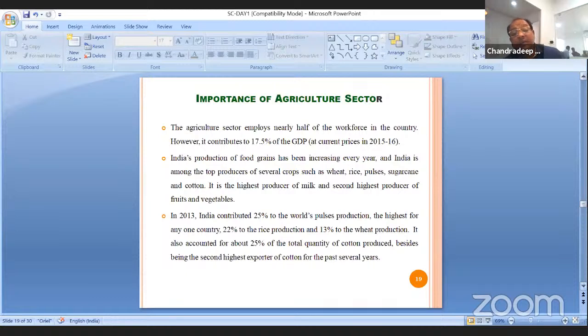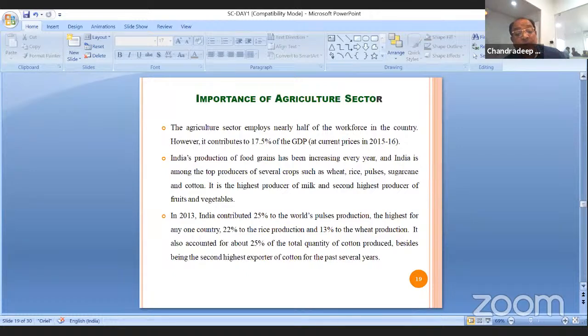However, it contributes 7.5% of the GDP at current prices of 15-16. India's production of food grains has been increasing every day. India is among the top producers of several crops also, the highest producer of milk, and the second highest producer of fruit and vegetables.